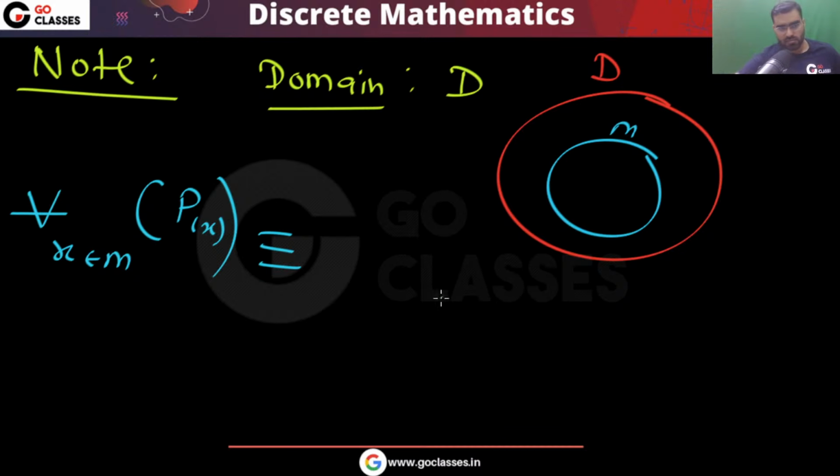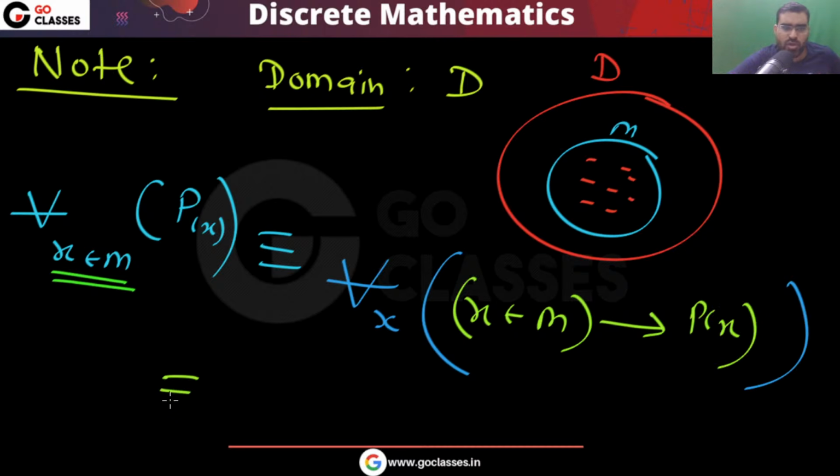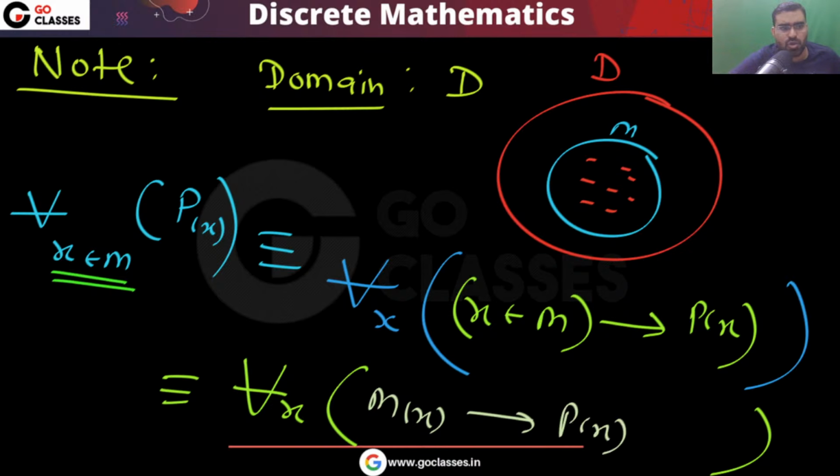Another way of writing this: you are saying that for every x in this, P must be true. For everyone here, this P must be true. So I can write, for every x, if it is in M, if it belongs to M, then P(x). Or you can also say for all x, if M(x), then P(x). So this is how you can write all these things.